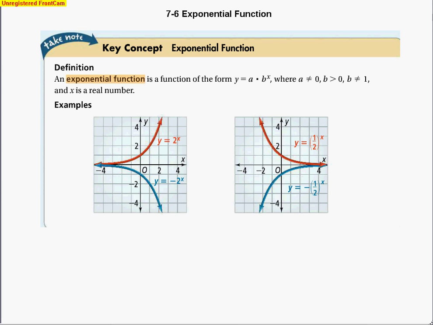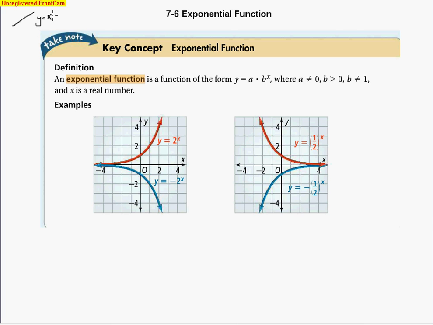This is the tutorial for Chapter 7, Section 6, called Exponential Functions. So exponential functions are just another way to represent data. And so we've talked about linear functions before, and linear functions were when we drew a straight line. So that would end up being a linear function, and it had a parent graph of y equals x.